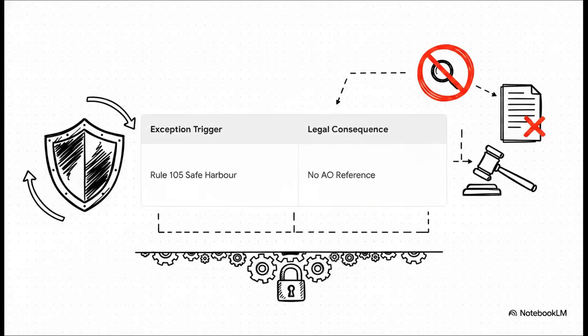But there is a vital exception to this entire process, a real game changer. If an assessee has validly opted for safe harbor provisions under Rule 105 of the new Income Tax Rules 2026, and the TPO has actually declared that option valid, the assessing officer is legally prohibited from making a reference under Section 166 for those specific transactions. So a valid safe harbor basically acts as an absolute statutory shield against a transfer pricing audit for those covered deals.